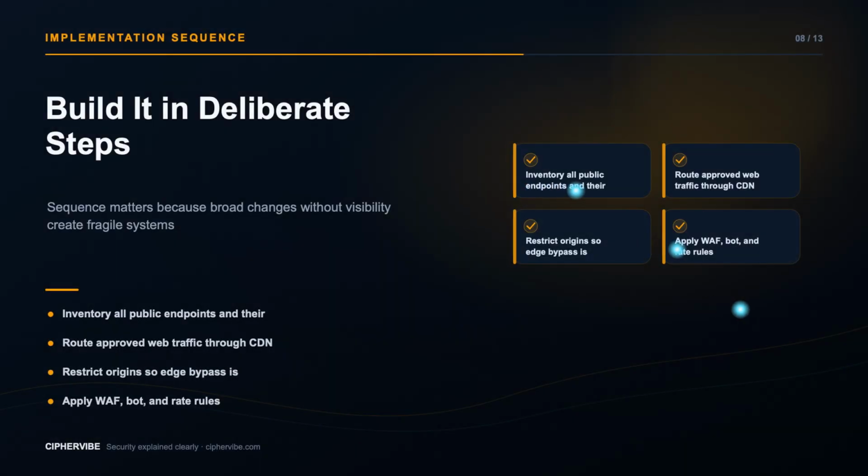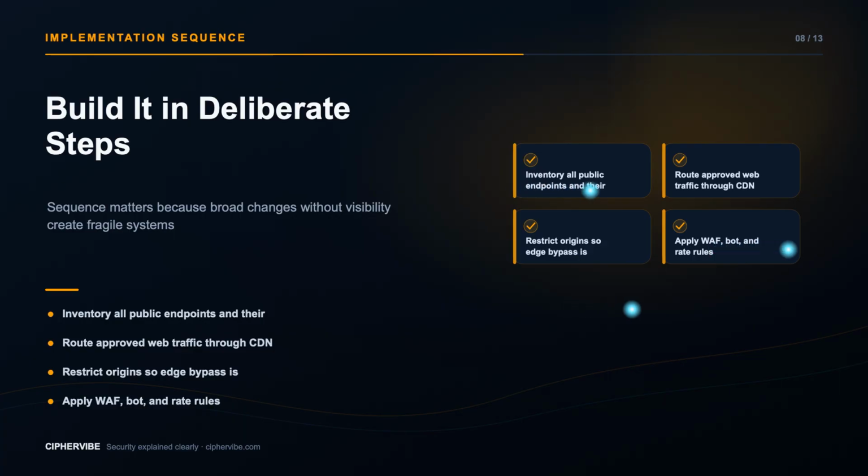Implement this layer in a sequence that preserves evidence and limits blast radius. First, inventory all public endpoints and their owners. Second, route approved web traffic through CDN and DDoS protection. Third, restrict origin so edge bypass is impossible. Fourth, apply WAF, bot, and rate rules in monitor mode before enforcement. Fifth, centralize edge and origin telemetry with response ownership.